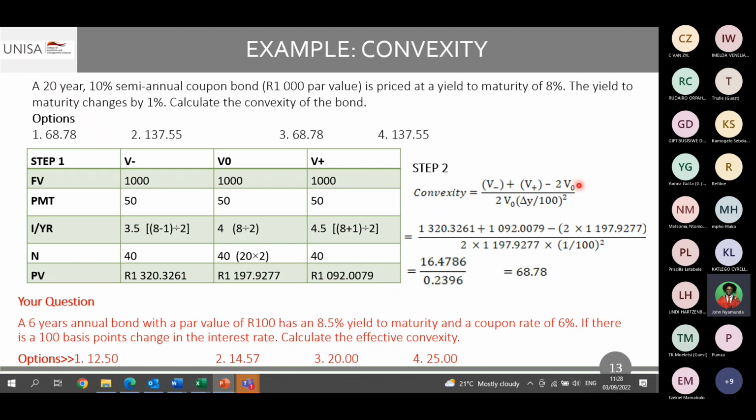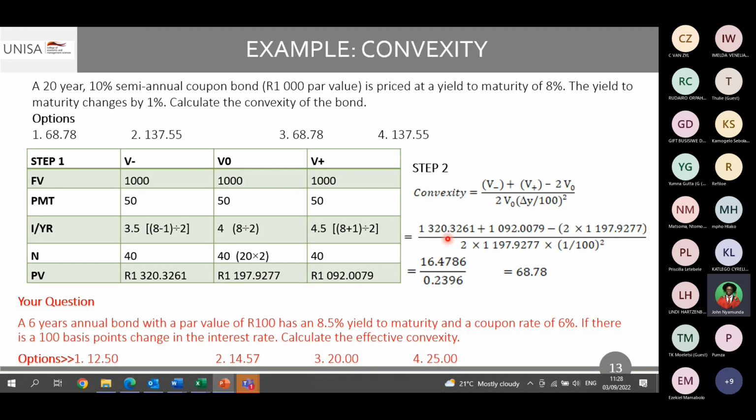minus 2 V naught, 2 times V naught, you already have it there, divided by 2 times V naught times 1 over 100 squared, ladies and gentlemen, gives you 16.4786 divided by 0.2396 equals 68.78. That's your convexity.